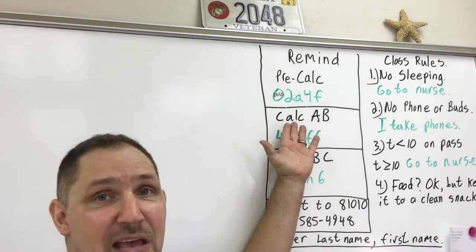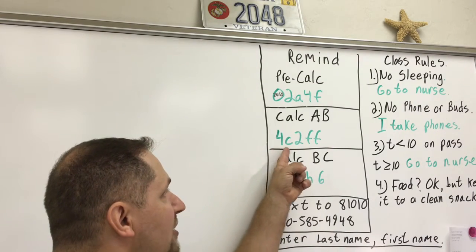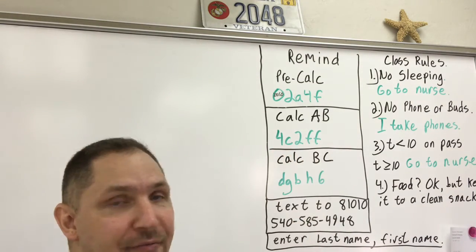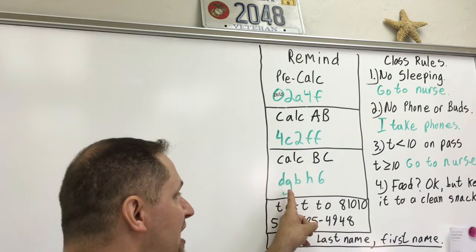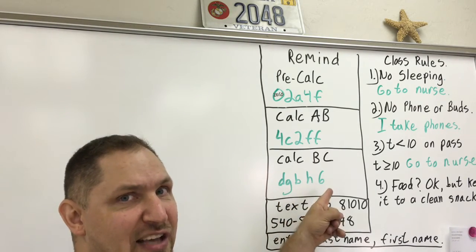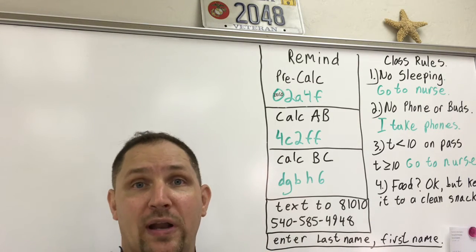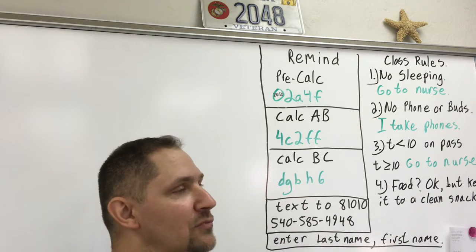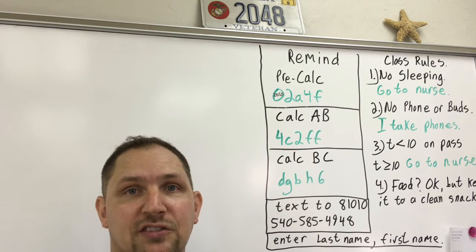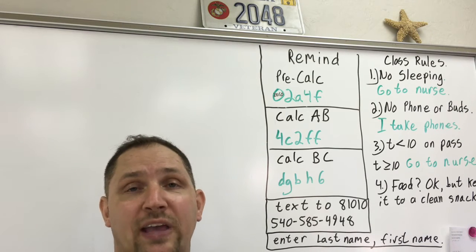For my calculus AB students, same text, same number: 4C2FF. For my calculus BC students, it's going to be DGBH6. Enter your last name, then your first name when it prompts you. It will ask you for a name. Please, no funny names. Also, if your parents would like to be on my remind list, that's okay also.